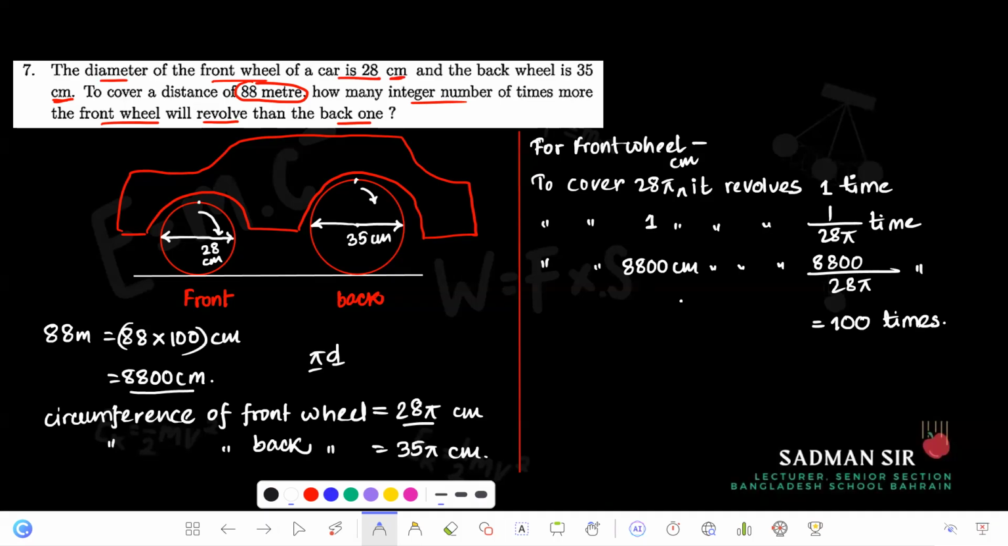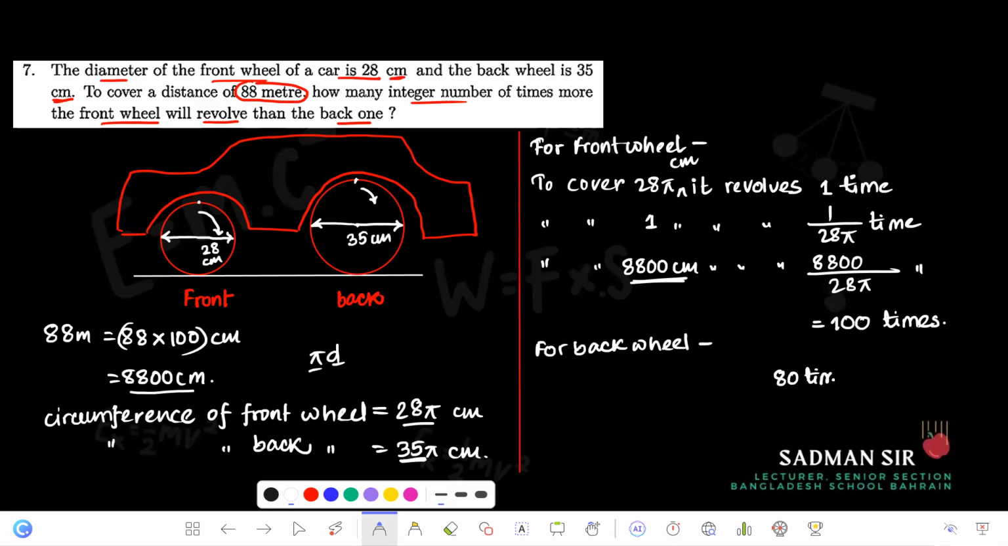Now your duty is to carry out the same calculation for the back wheel. You will write for back wheel, and then you will write to cover, instead of 28 pi for the back wheel, what you will write? 35 pi. To cover 35 pi distance, it will revolve one time. As the class is being recorded, I will give you the recording later, inshallah, if you need it. So I will just tell you the answer. For the back wheel, if you repeat the same calculation, the answer will come 80 times.